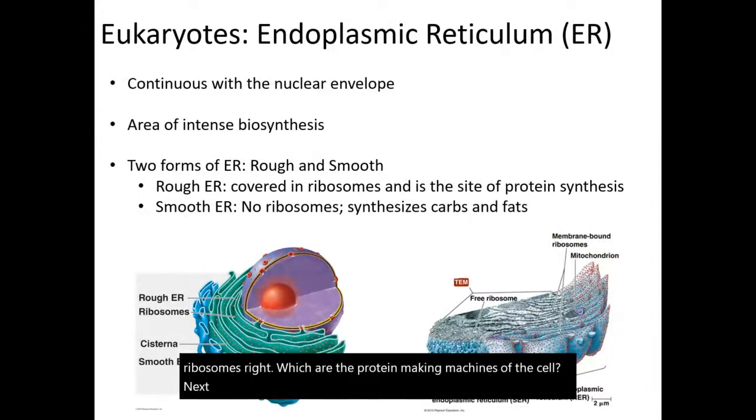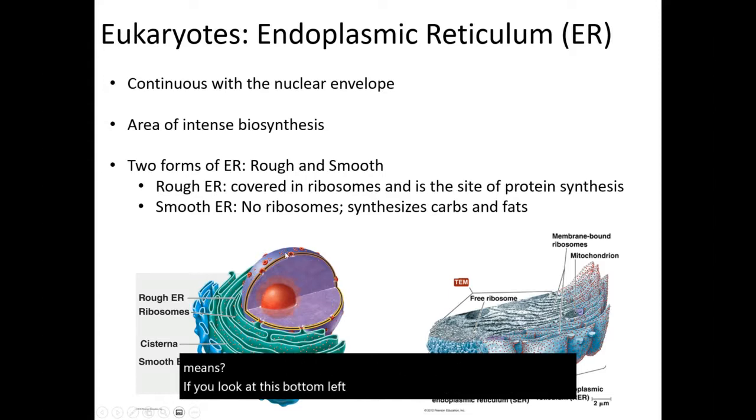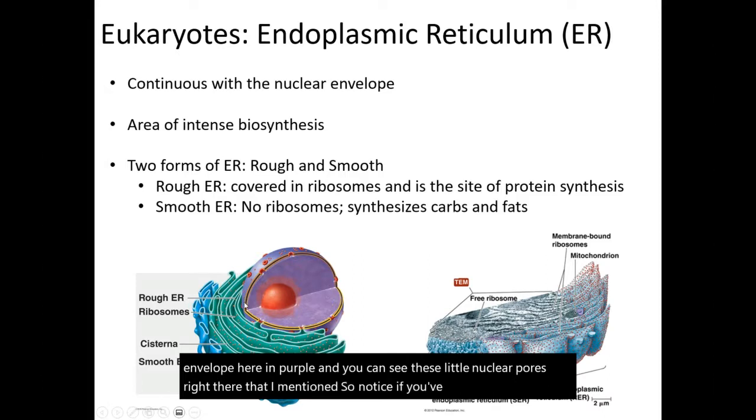Next up, we're going to talk about the endoplasmic reticulum. This organelle is continuous with the nuclear envelope. What that means, if you look at this bottom left picture, you can see the nuclear envelope here in purple. And you can see these little nuclear pores right there that I mentioned. Notice if you trace along the edge of the nucleus, you'll see that it connects to the ER at multiple places. That's what we mean by they are continuous. It literally flows from one to the other.